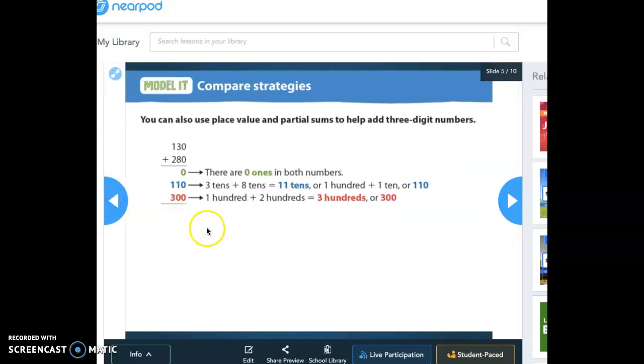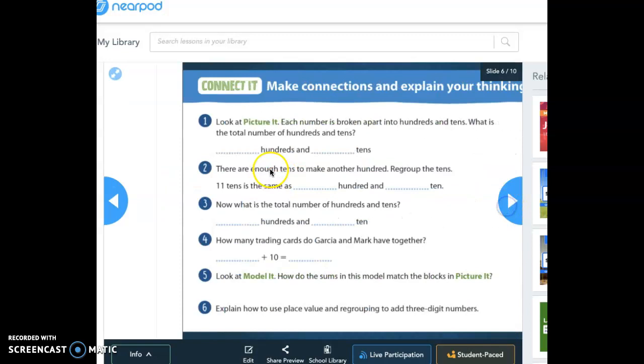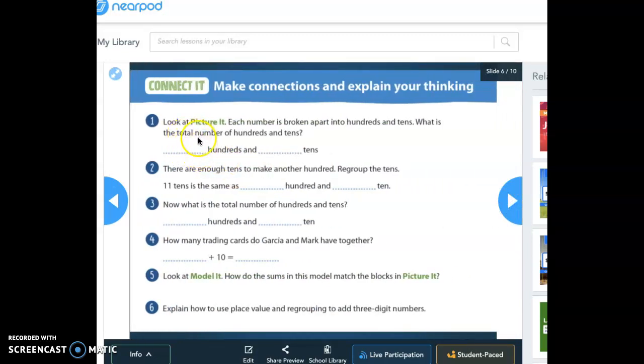So if we look at this, the total number of hundreds is 400, and the total number of tens is 1. So there's 400, you'd put a 4 in the number 1, and then 1 ten, because we combined 10 of the tens into another 100. So it says there's enough tens to make another 100. So we regroup the tens. 11 tens is the same as 100 and 1 ten. So you're going to put a 1 in both of those.